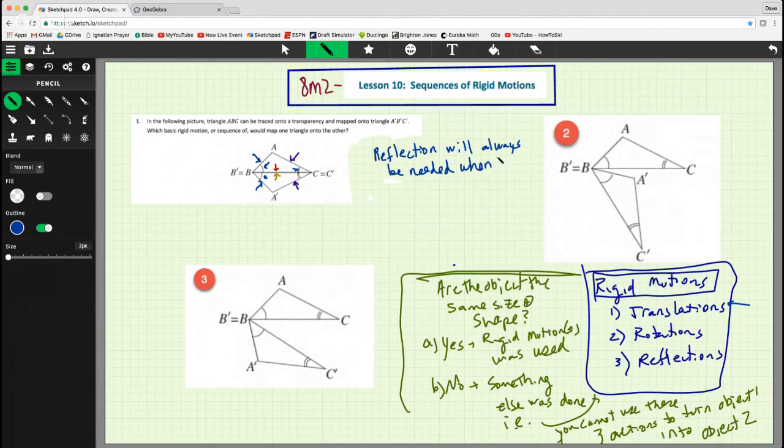when one object's vertices move counterclockwise and the other moves counterclockwise.